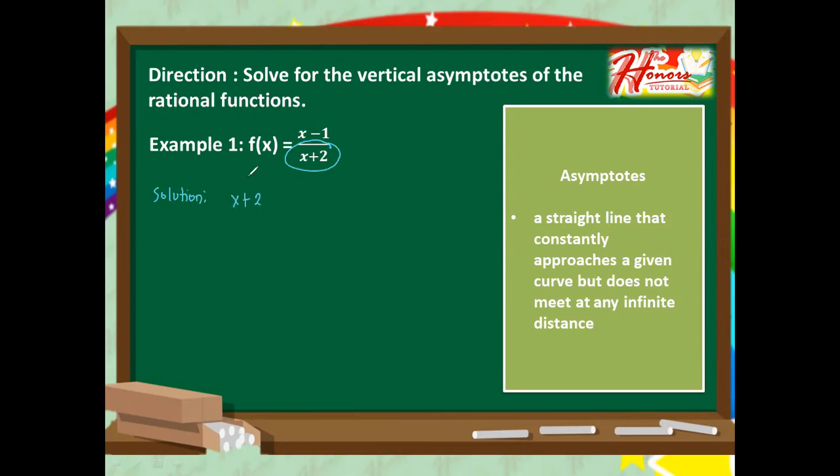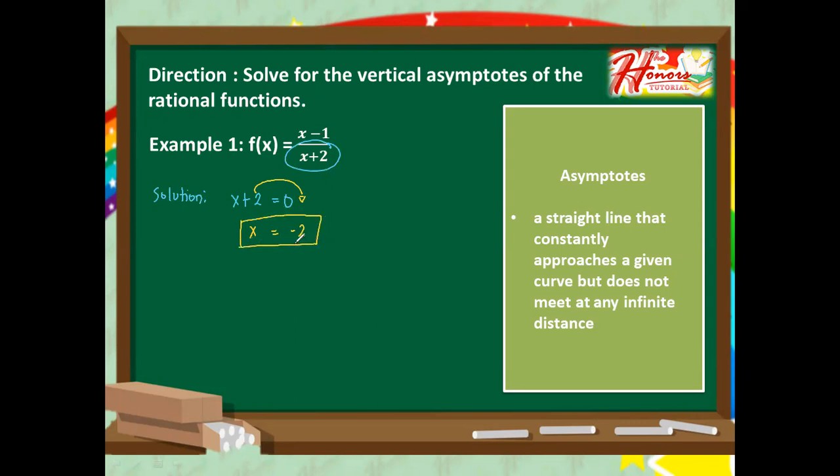And our goal is to have x only at the left side of the equation in order for us to get the vertical asymptotes. And then we have to equate this to 0. And then after that, we have to transpose positive 2 at the right side of the equation. Then it will become x equals negative 2.